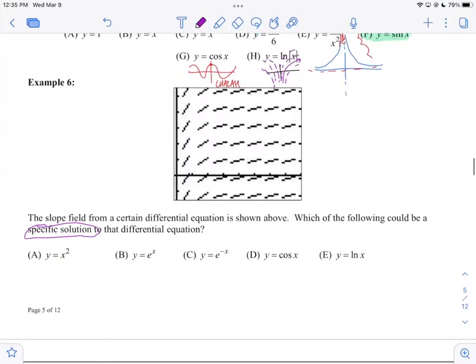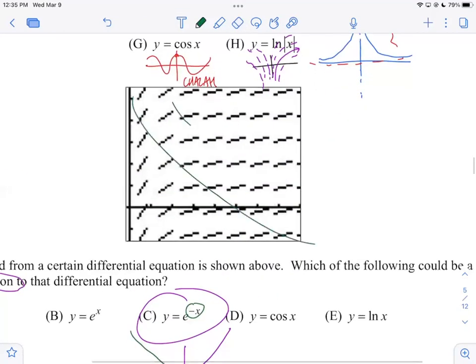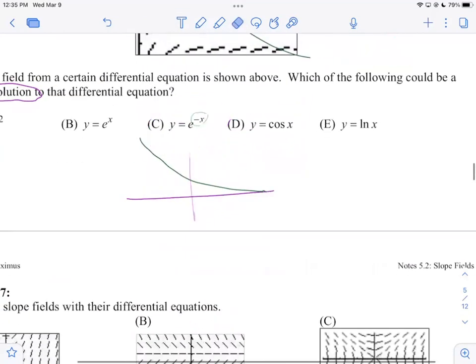Could it be an x squared? No. Could it be e to the x? No, no. Could it be e to the negative x? What does that look like? That's fun. That takes e to the x and the negative reflects it across the what? The y-axis. If your x's are opposite, think about it. Positive x and negative x are trading places. They trade places across the y-axis. So that turns into exponential decay. Does this look like exponential decay? No. So it must be cosine, right?